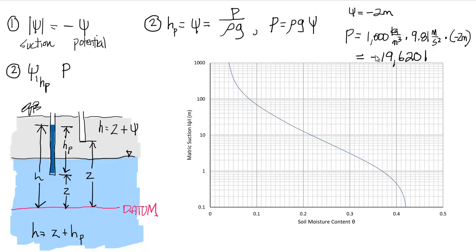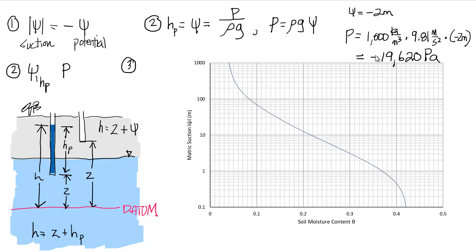And if I do that multiplication, I get negative 19,620 pascals. So saying that the matric potential is -2 meters is equivalent to saying that the pressure of the water is minus 19,620 pascals. That is an identity. You're saying the same information different ways. You can either express the pressure of the water in pascals, or you can express it as a length equal to its pressure head, or in the unsaturated zone, its matric potential.